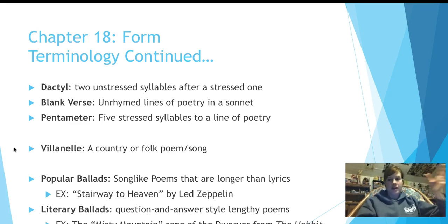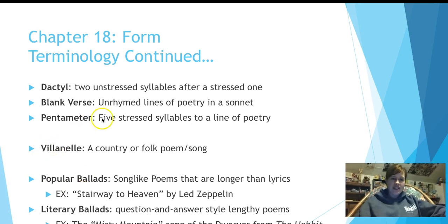That term is thrown around all the time in poetry. Iambic pentameter would be 5 stressed syllables on a line, and the second syllable of each foot is stressed, except the last one, because it'd be like 2, 2, 1. That's pentameter, 5 stressed syllables to a line of poetry.